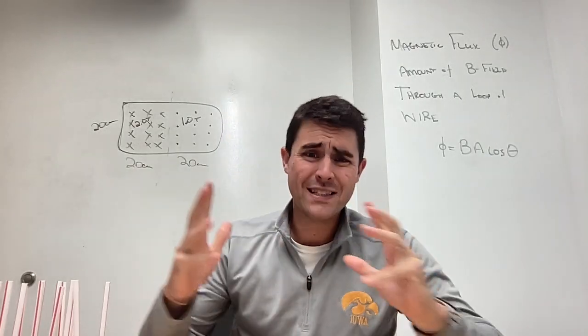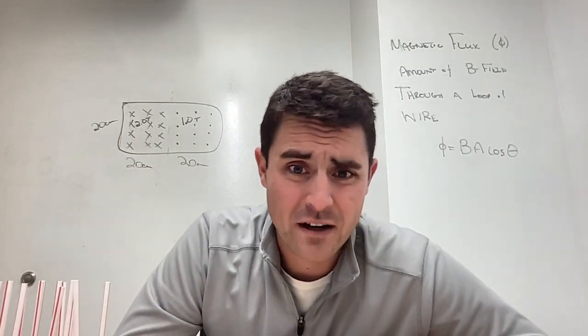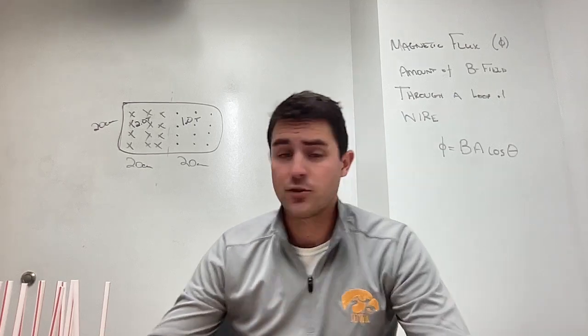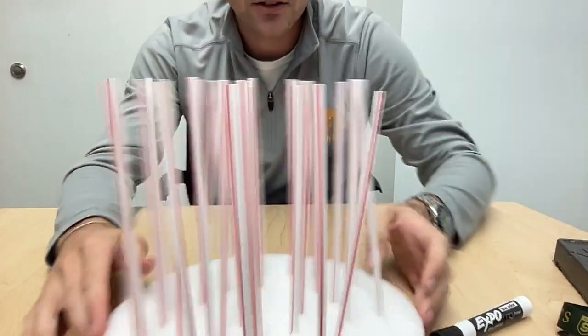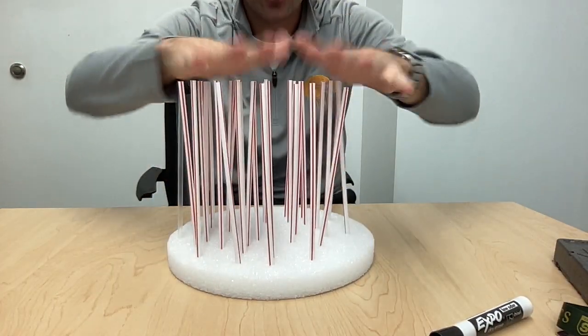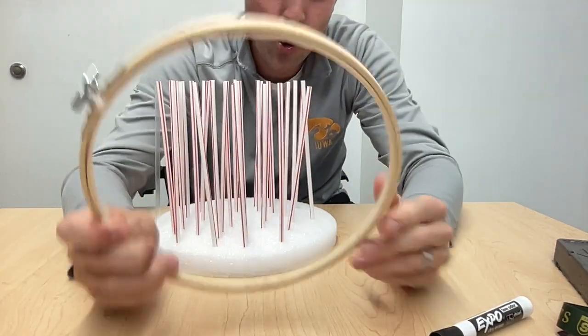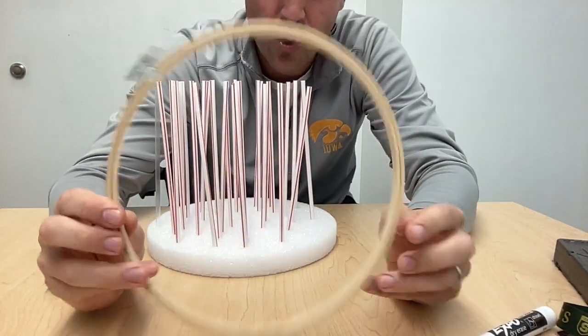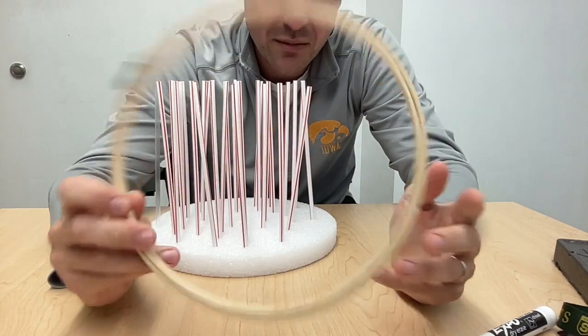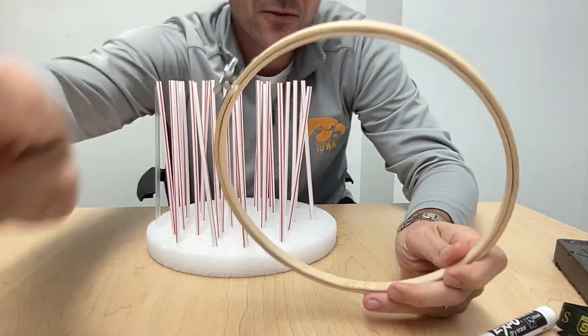So what does that mean, though? Because I understand how a magnetic field can possibly have a direction. If I have this little sample here, this is a bunch of straws. Clearly, the magnetic field is in this vertical direction. But if I have this hoop to represent area or a loop of wire, it's weird to think about direction of area. So let's first talk about flux.